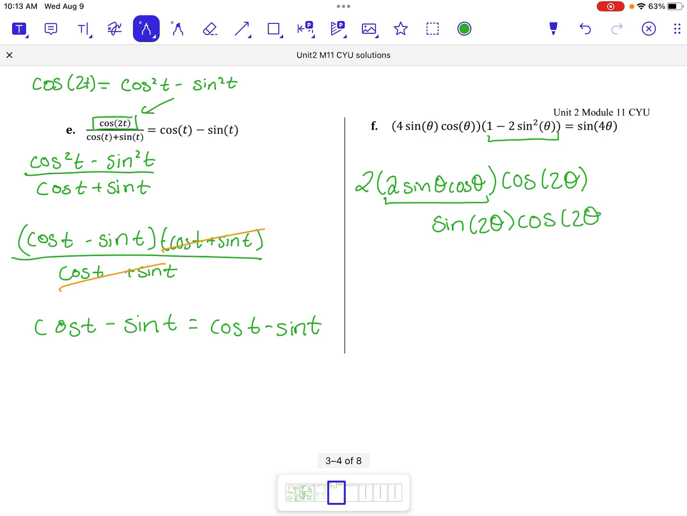And the reason then is I now have another version of my sine double angle identity, but instead of just a theta in there, I have 2 theta. So what ends up happening is you end up with sine of 2 times 2 theta, which would be sine of 4 theta, which again, surprise, surprise, is what we were looking for.